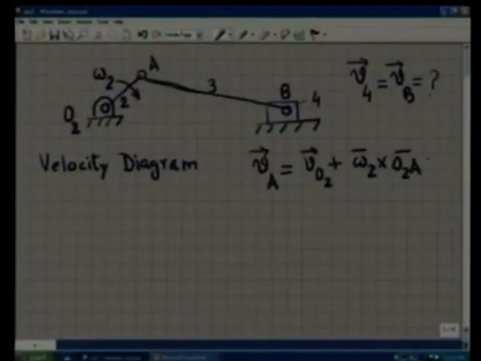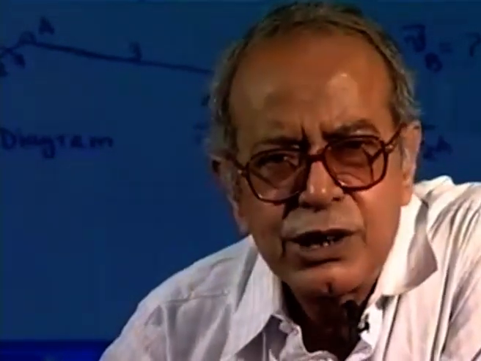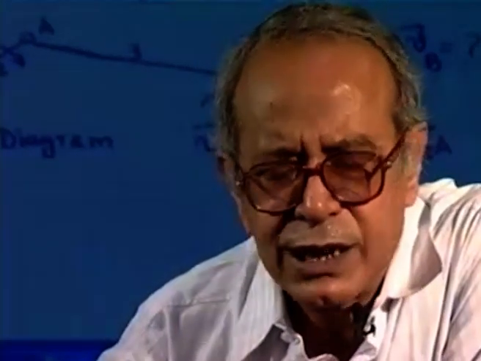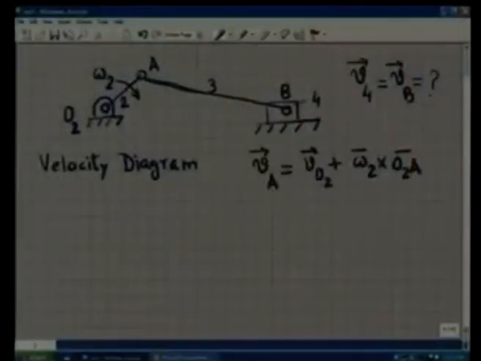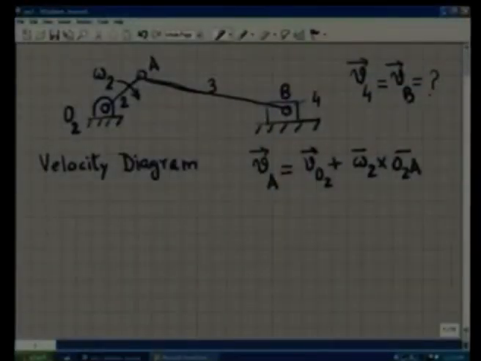This is a vector equation. All these quantities are vectors, and because it is in 2 dimensions, each of these vectors has 2 unknowns, namely magnitude and direction. Such a vector equation is equivalent to 2 scalar equations, and we should be able to solve 2 scalar unknowns from this equation. So before we start drawing the diagram, I should ensure that this vector equation has only 2 unknowns. For example, here VO2, the velocity of this point O2 is 0, so both its magnitude and direction are known, because this is nothing but identically 0.